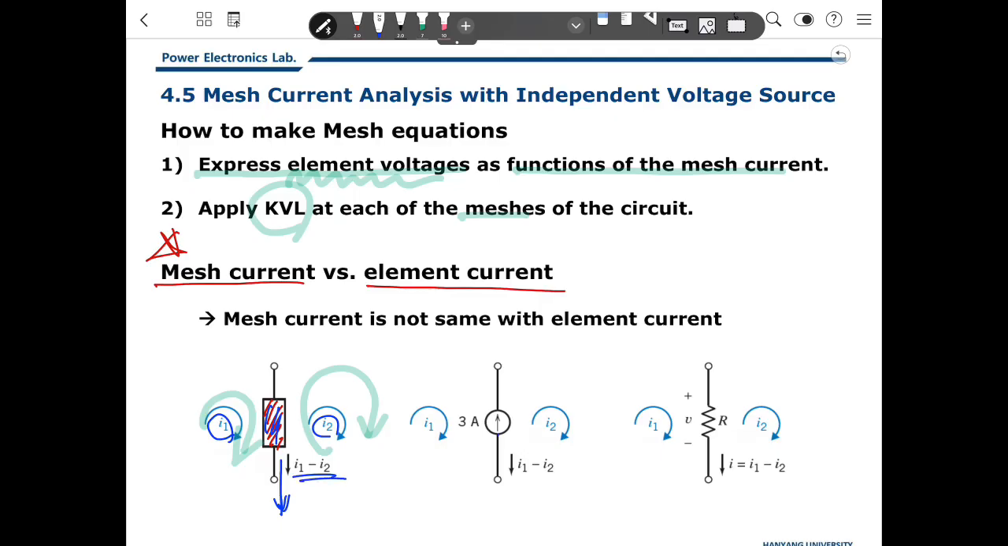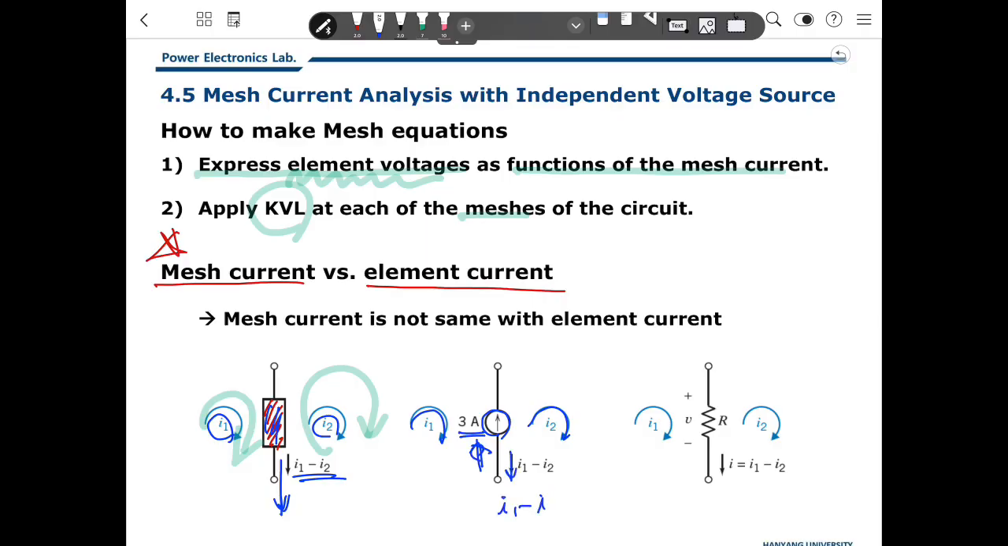And if the element was a current source of 3 amps, an independent source, then I don't know the value of the mesh currents I1 and I2. Anyway, because there is the independent source, I want to define the current here.